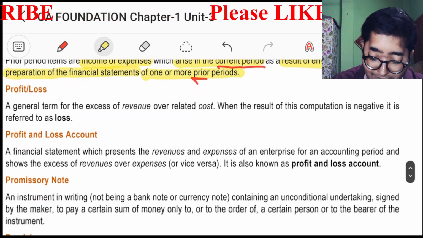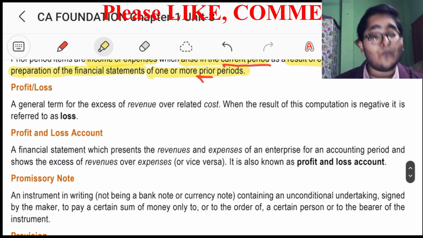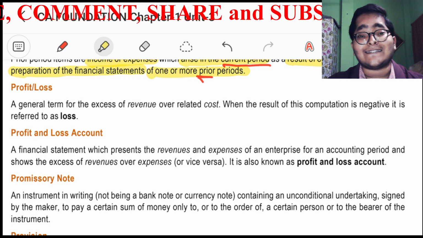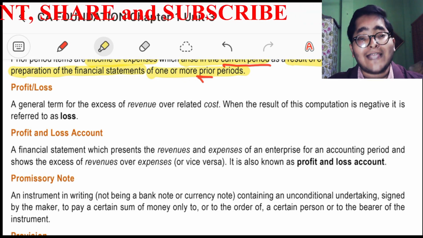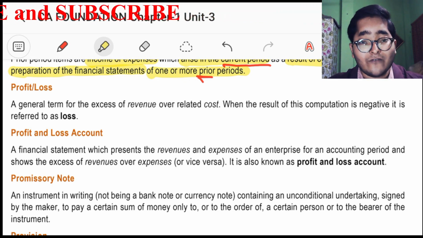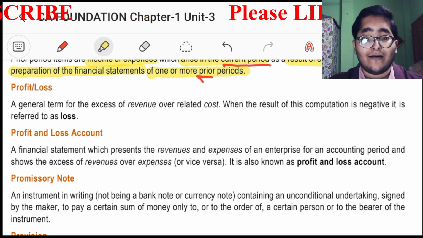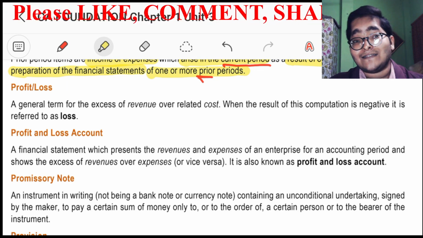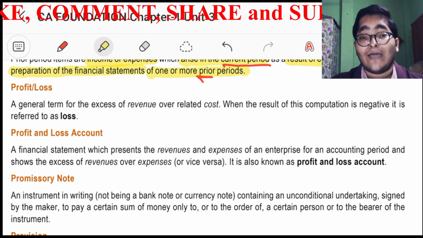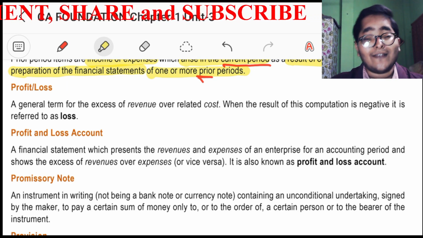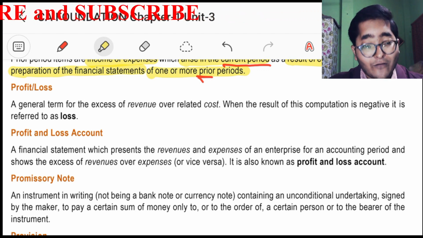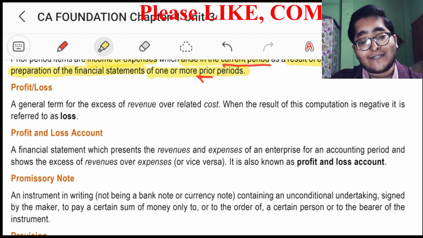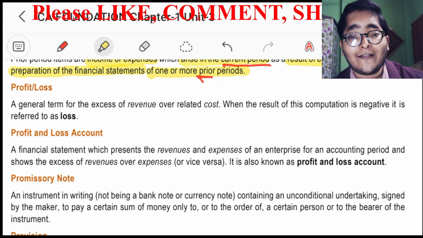So our next topic is profit or loss. We all know if there is a surplus or any excess in the proceeds from the sale of a product or rendering of service over the costs incurred, in that case it is a profit. If there is a deficit, there is no excess but a deficit, it is a loss. So what is profit or loss? Profit or loss is a general term for the excess of revenue over related costs.